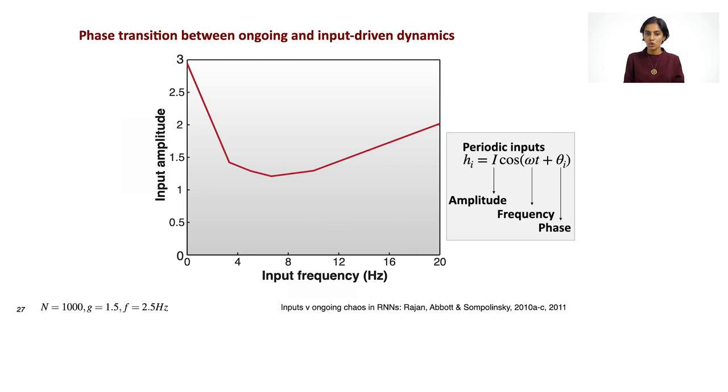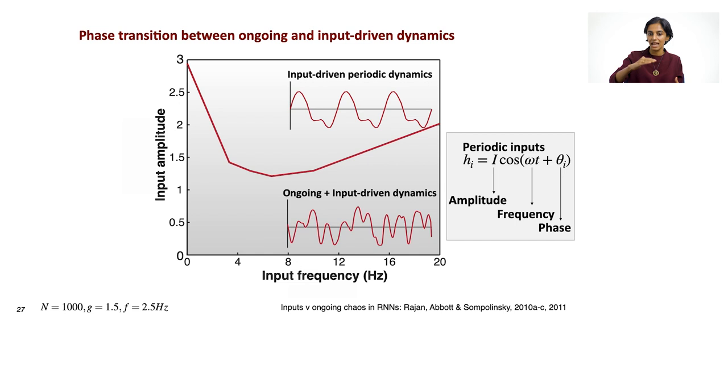This is a phase transition between ongoing and input-driven dynamics. Below this phase transition curve is where the network has ongoing dynamics that are rich and internally generated, but there is input-driven dynamics that rides on top of this rich ongoing background. Above this phase transition curve, the network turns off this intrinsic variability and becomes entrained to the frequency of the drive, which in this case is periodic.